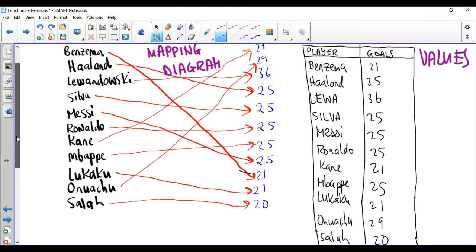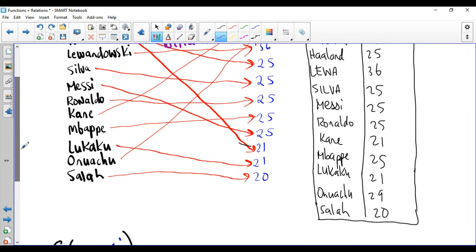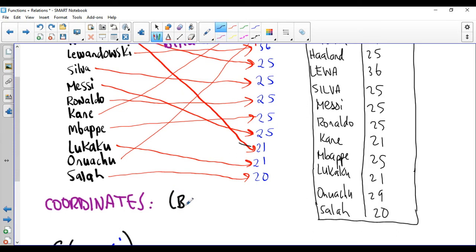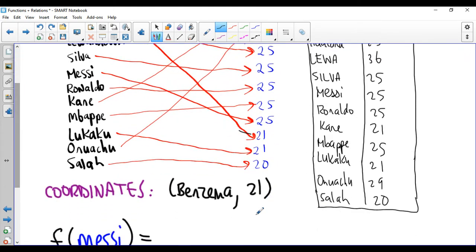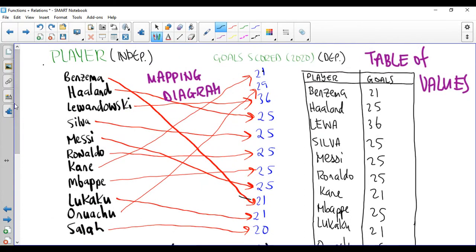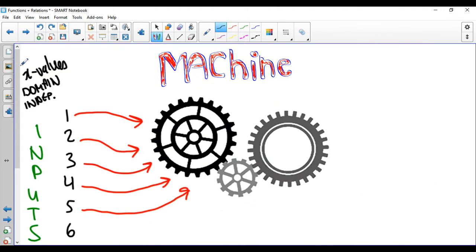And again, what else can I do? Well, I can write these as coordinates. For example, I know Benzema is the input, the player, and Benzema had 21 goals. So you could write each of these as its own coordinate. This stuff, ignore, because we'll get back to it in a second. But again, just getting used to the different ways that we can represent a relation. Hopefully that's not too confusing.